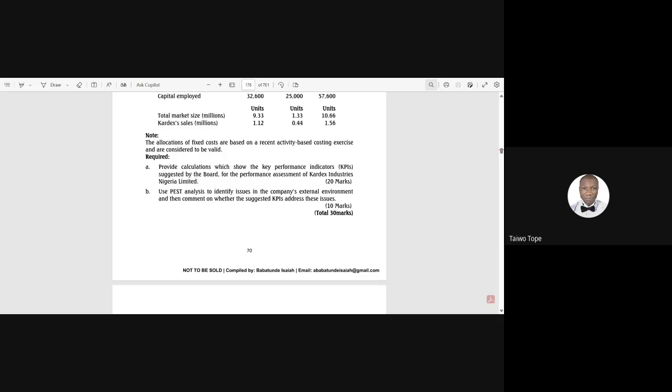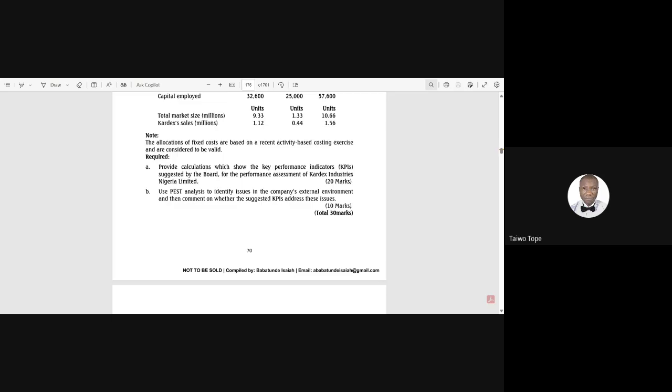So the issue of government policies, regulations, and political instability has to do with the P of PESTEL, that is the political. And when we talk about the E, the economic aspect, the issues of inflation, exchange rates, interest rates, and economic growth have to do with the economic factor of PESTEL.